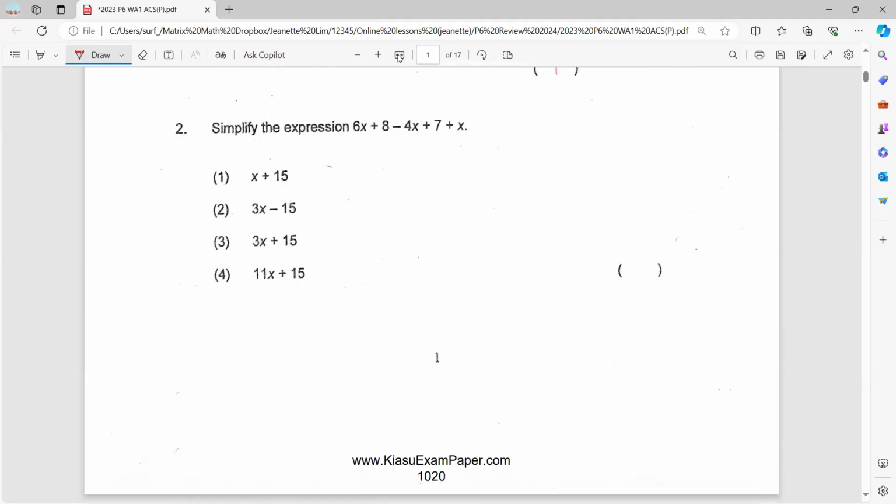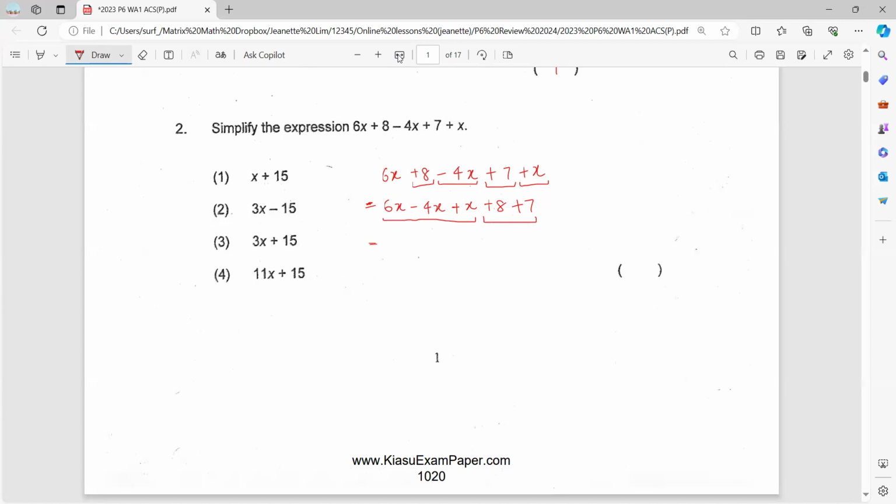Question 2, simplify the expression. So 6x plus 8 minus 4x plus 7 plus x. Now we're going to shift all the x to the front. So we have 6x minus 4x. Now remember, the sign follows the number behind. You may want to do this if you want to avoid careless mistakes. So 6x minus 4x plus x plus 8 plus 7. So you want to work on the x together, then the numbers without the x together.